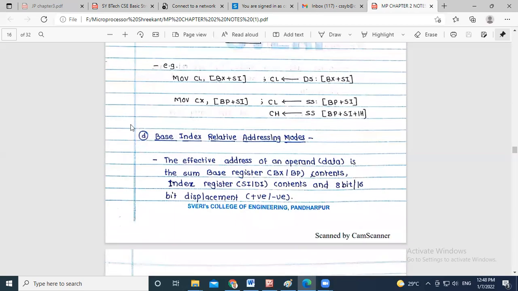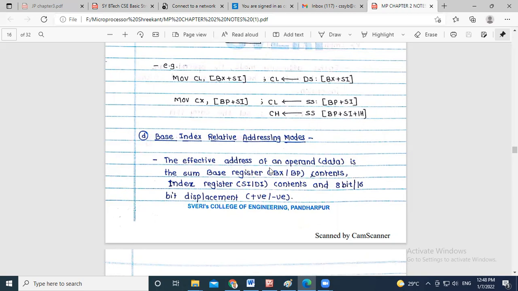Okay, so next, the fourth category in the indirect addressing mode, that is base index relative addressing mode. The fourth category is base relative addressing mode. Here the entire thing comes with all the relatives from the base, displacement, base pointer, source index, and destination index, along with the effective address. It is going to find the particular data or value.